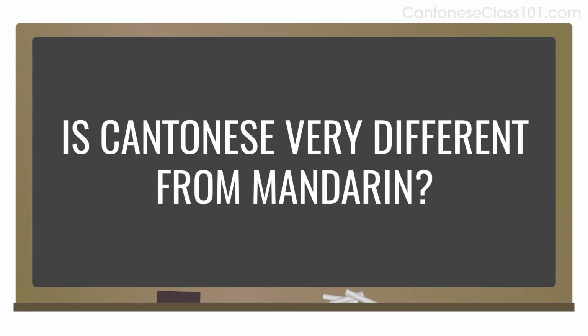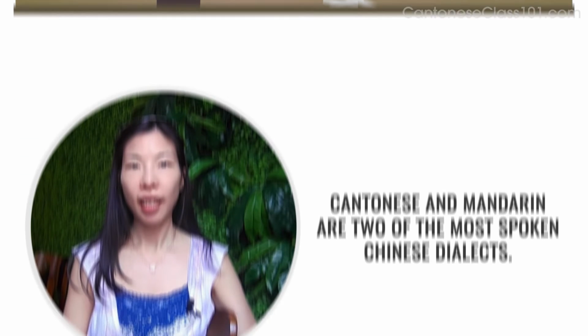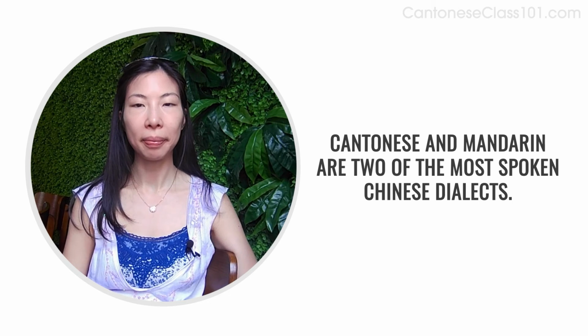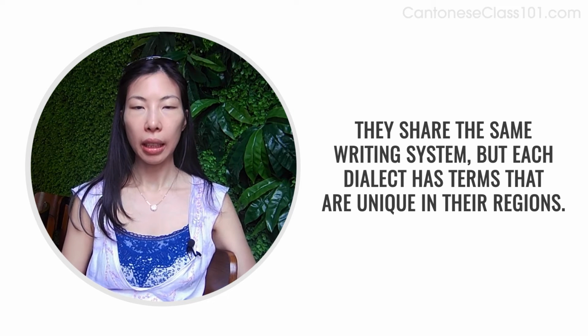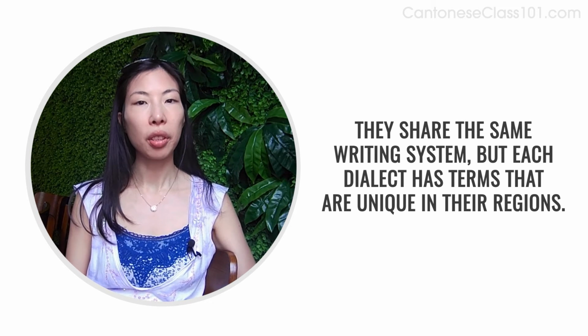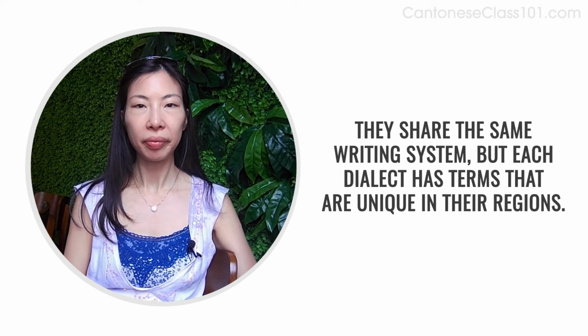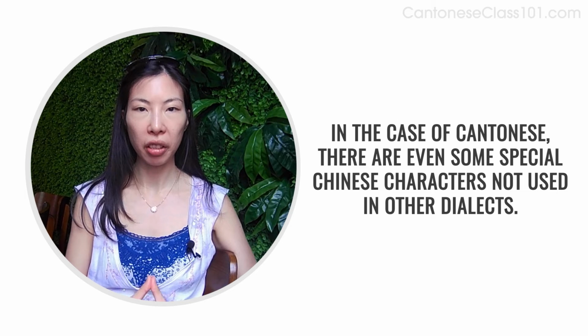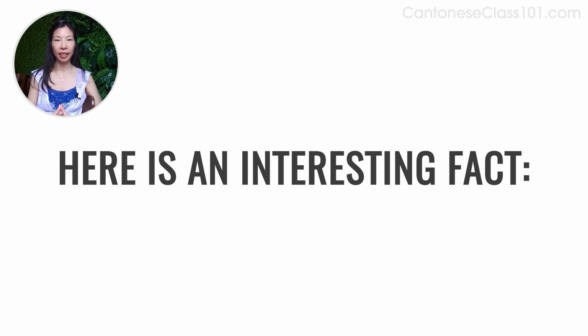Is Cantonese very different from Mandarin? Cantonese and Mandarin are two of the most spoken Chinese dialects. They share the same writing system, but each dialect has terms that are unique in their regions. In the case of Cantonese, there are even some special Chinese characters not used in other dialects. Here is an interesting fact.